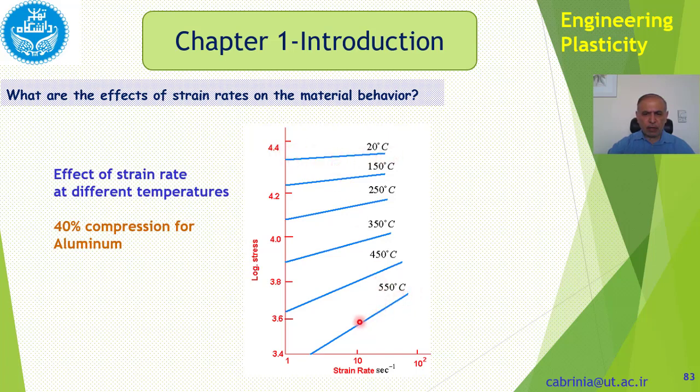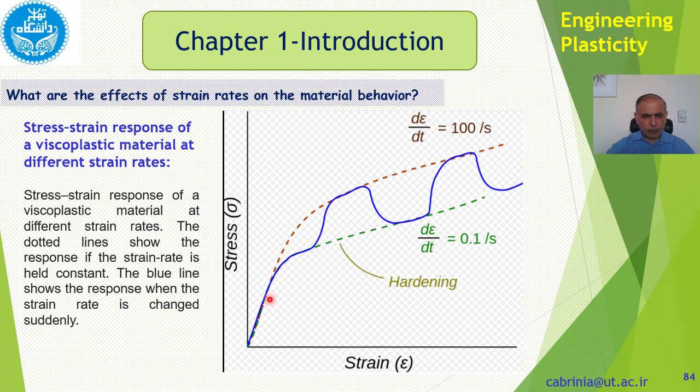But the behavior at higher temperature could be viscoplastic. Okay, so we can use a viscoplastic model here, but not here, because here it depends on the strain rate. The flow of material depends on the strain rate. Now we have shown a viscoplastic material here, okay? So the stress strain response of viscoplastic material at different strain rates.